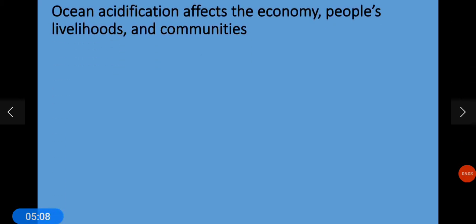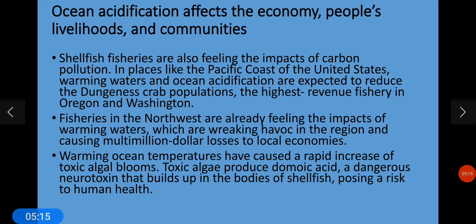Ocean acidification affects the economy, people's livelihoods, and communities. Shellfish fisheries are also feeling the impacts of carbon pollution. In places like the Pacific coast of the United States, warming waters and ocean acidification are expected to reduce the Dungeness crab population, the highest revenue fishery in Oregon and Washington.